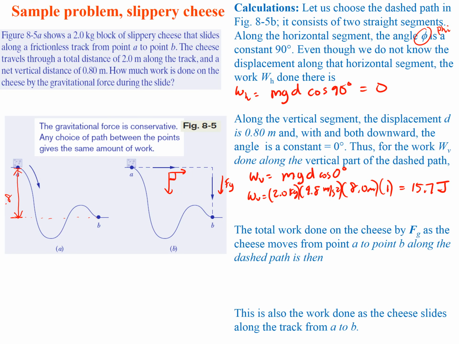Now the total work done on the cheese by the force of gravity as the cheese moves from point A to point B along the dashed path is just our horizontal work plus our vertical work. So it's 0 plus 15.7 joules. We get 15.7 joules total. Again, the only component that matters is the vertical component, and this is the total work done as the cheese slides along the track from A to B.